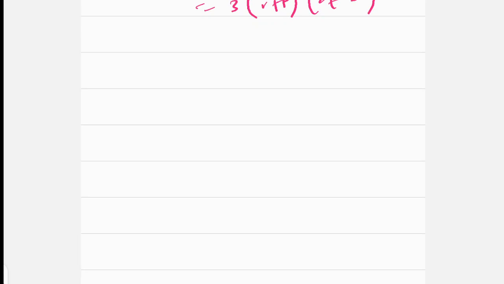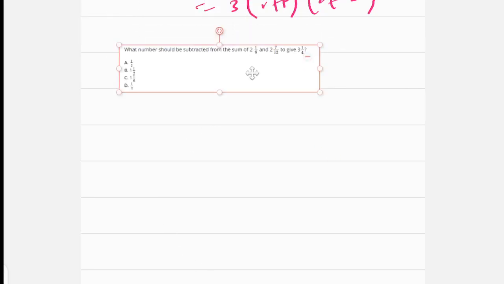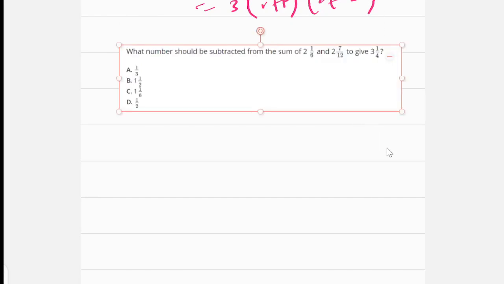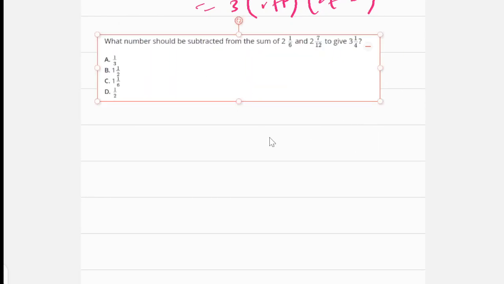So let's move to another question. Look at this. It's not difficult to do as well. So we have that. What number should be subtracted from the sum of 2 whole number 1 over 6 and 2 whole number 7 over 12 to give 3 whole number 1 over 4.